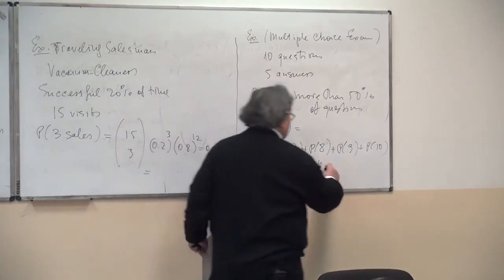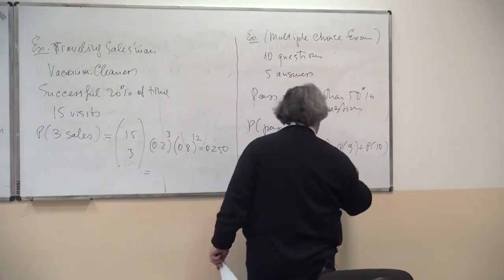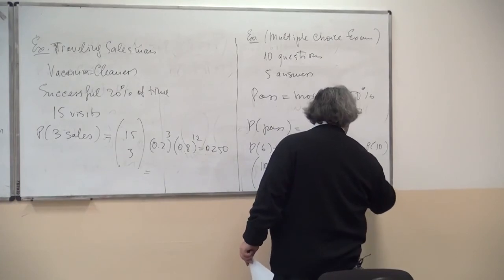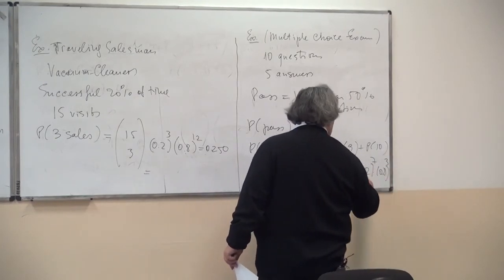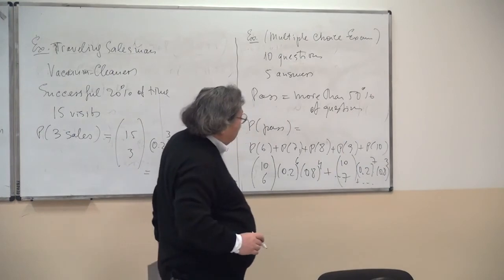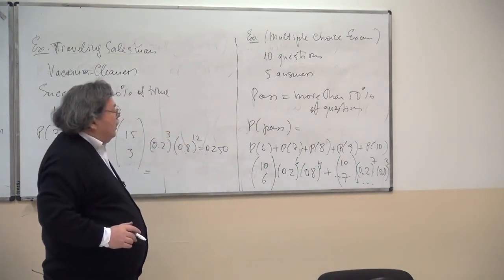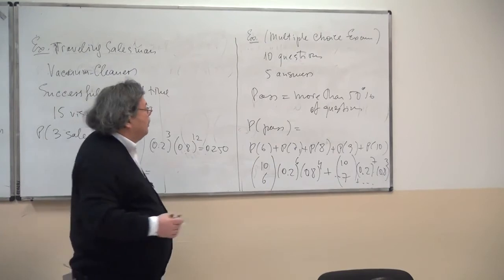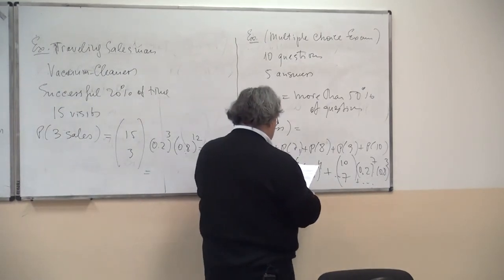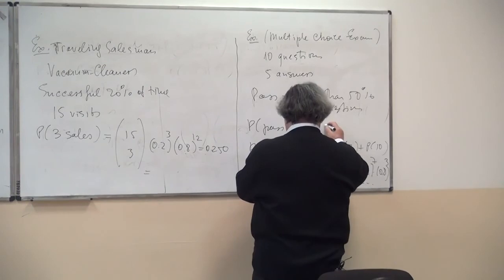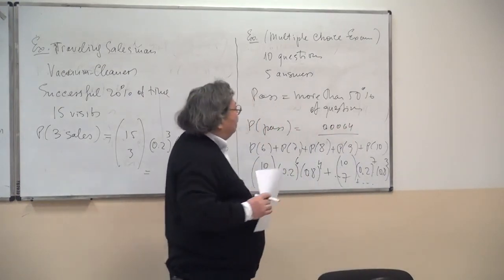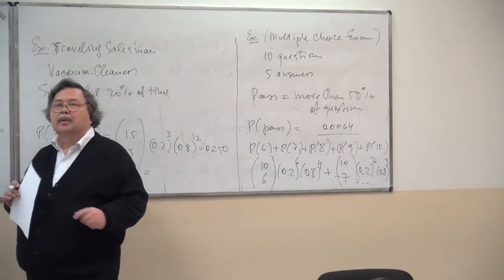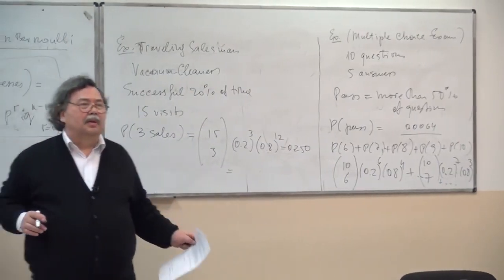So, the next term would be 10 choose 7 times 0.2 to the power 7, 0.8 to the power 3, and so on. Okay, and performing this computation, this is the answer that we get. Roughly 6 times out of 1,000 you can be successful if you use this strategy.